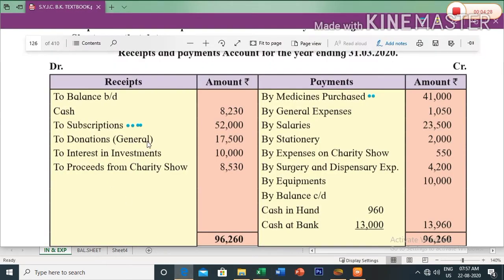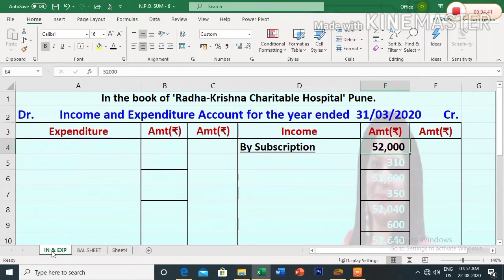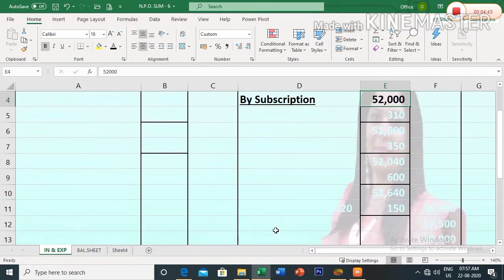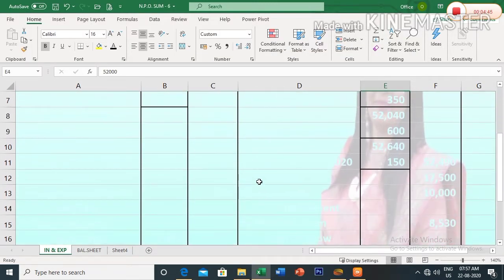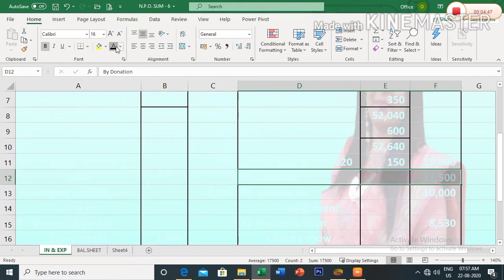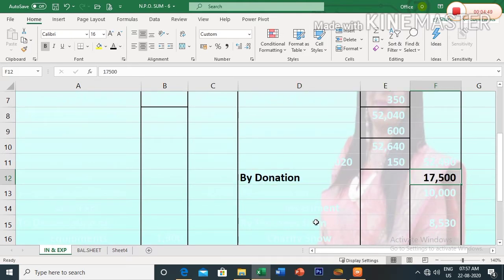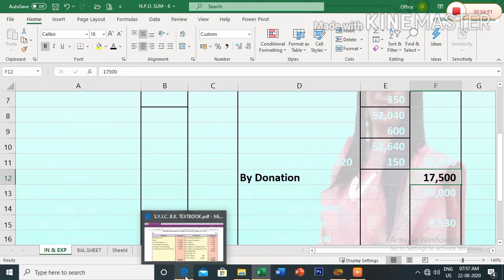Donation, this is the general donation 17,500. So this will be recorded in income and expenditure account, income side. On subscription there are 4 adjustments, so you have to leave some space, at least 7 to 8 lines, and then you have to record donation, by donation 17,500.